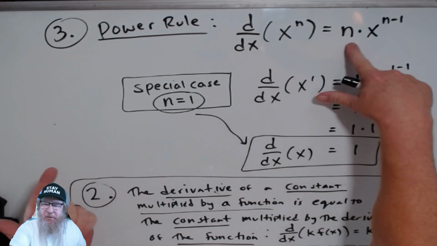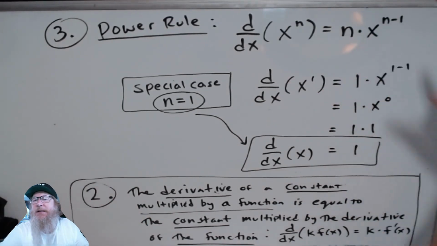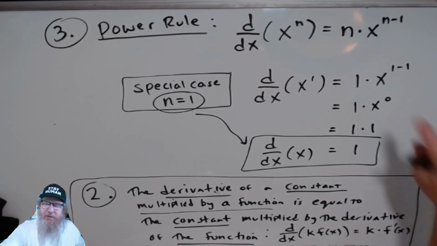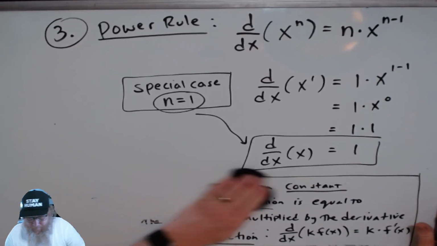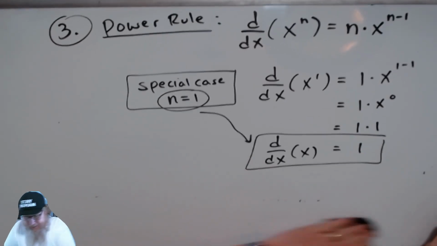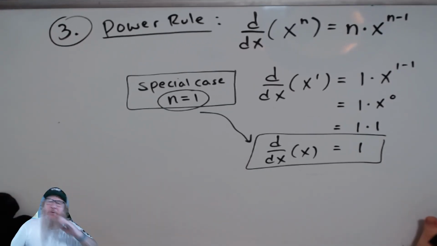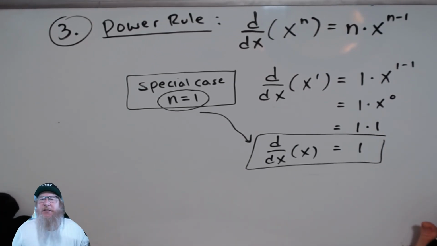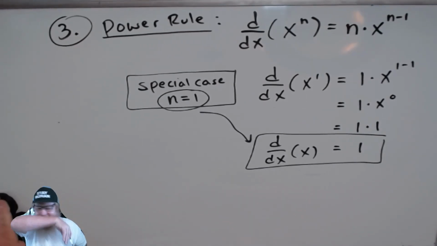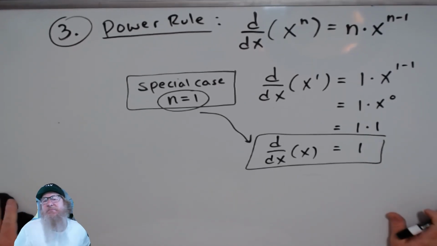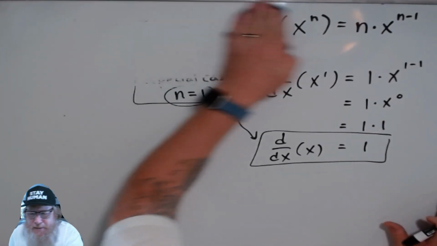So if it was 2, well, then it would be 2 times x to the 2 minus 1. If it was 3, 3 times x to the 3 minus 1. All right, so those are the first 3 rules. I would say 1, 2, 3, memorize those first 3 rules. Those are the rules that we're going to use most often. There's going to be a lot. By the end of this lecture, I think we'll have, I don't know, 6 rules or something. Maybe 8. I haven't counted them, but I will count them along with you as we go through them.